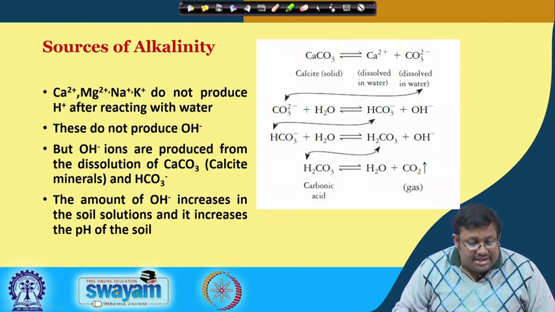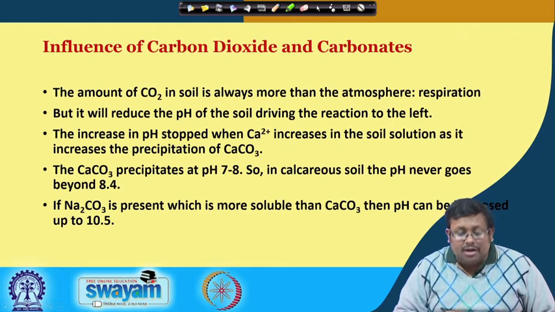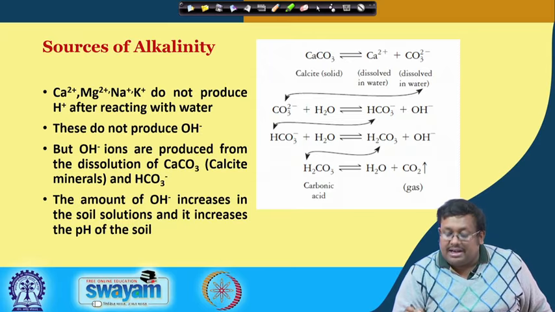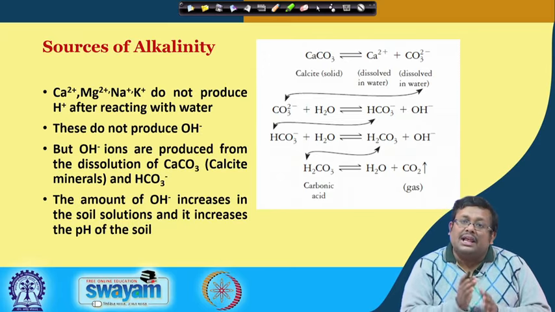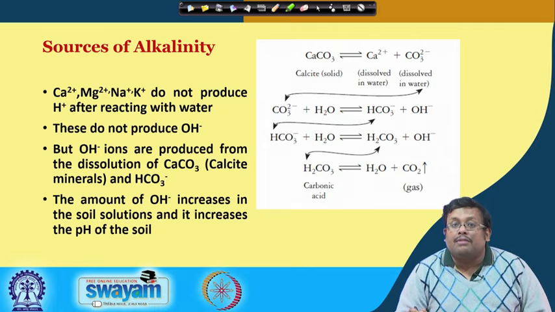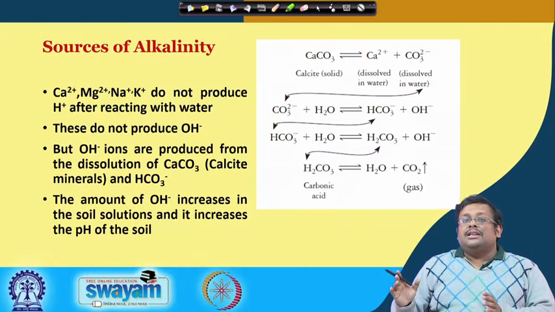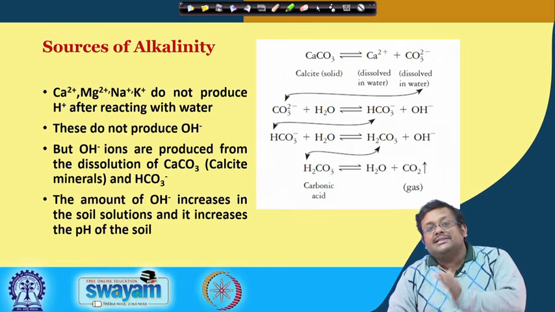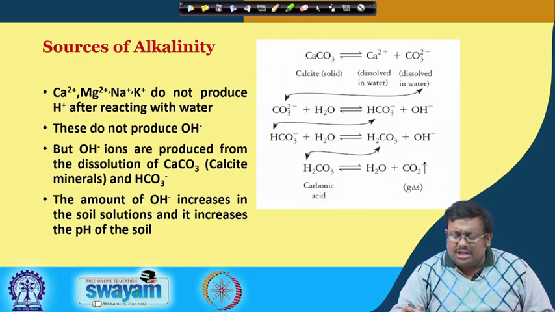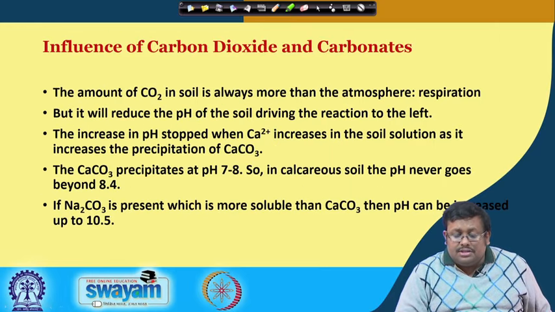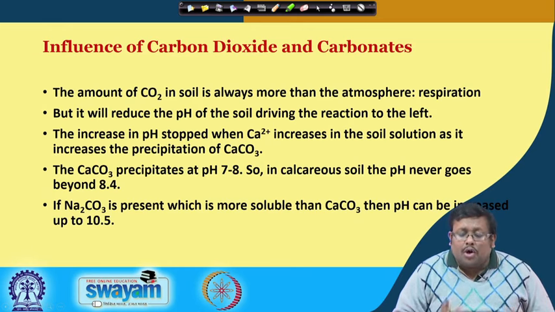So, what are the influences of carbon dioxide and carbonates? If you go back, you can see at the end the carbon dioxide is generated. So, the starting materials are obviously calcium carbonate and carbon dioxide. The generation of soil alkalinity depends on either the precipitation of the calcium carbonate or the removal of carbon dioxide. So, in which direction the reaction will move depends on these two factors. First of all, the precipitation of the calcium carbonate, as well as the evaporation or the removal of the carbon dioxide which is produced.